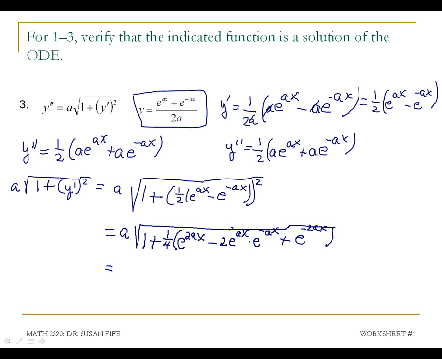Here when I squared e to the ax minus e to the negative ax, I used the formula for the square of a binomial. If you have x plus y squared, that gives you x squared plus 2xy plus y squared. It's a formula for squaring two terms. Okay, so let me come back here.